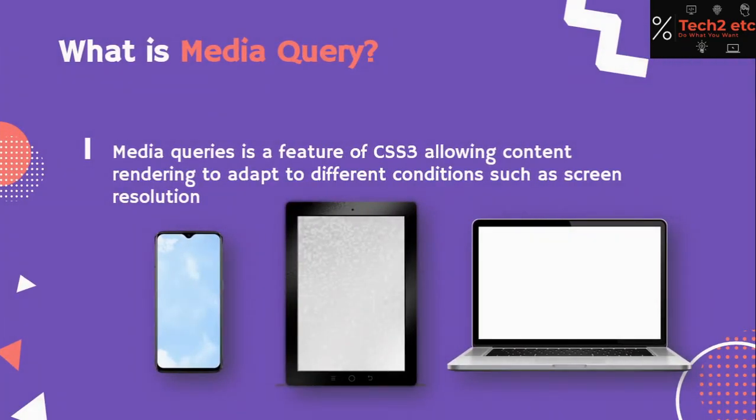Media query is a feature of CSS3 allowing content rendering to adapt to different conditions such as screen resolutions. It means media query helps us to customize and display our website in different screen sizes and devices such as mobile phone, tablet, laptop, etc.